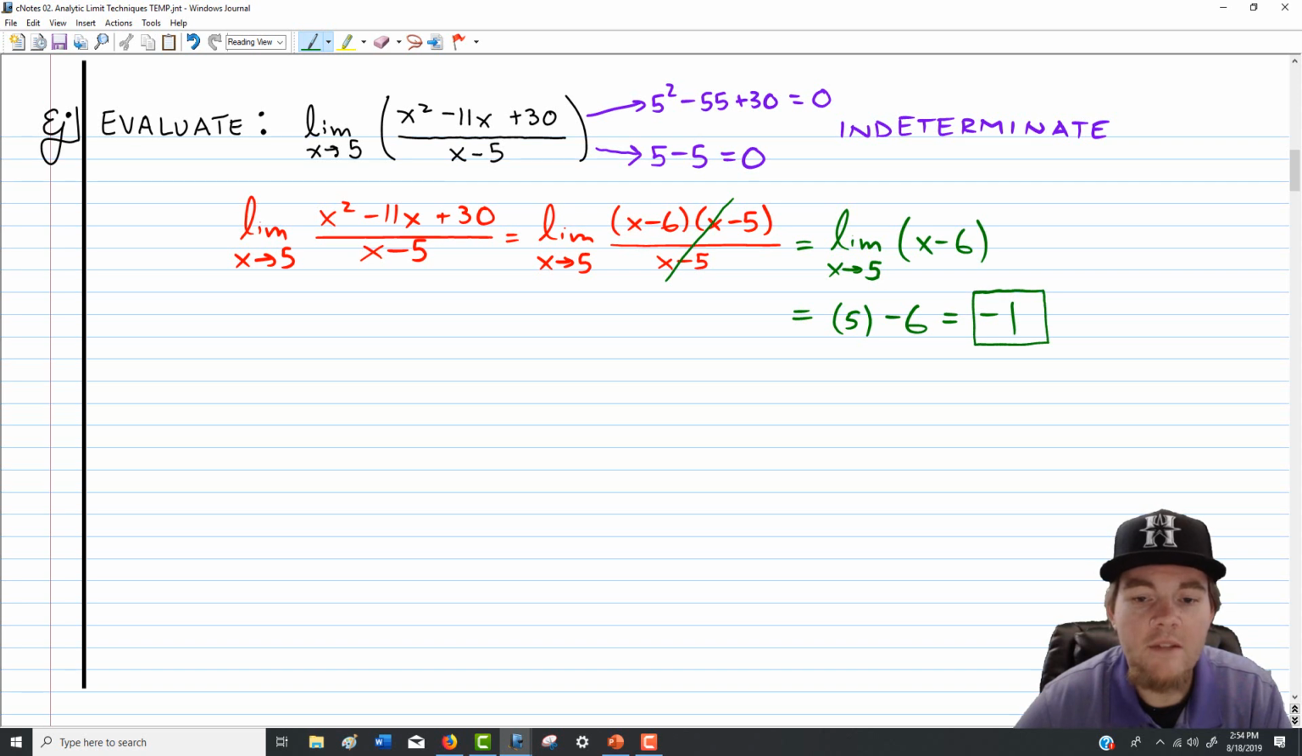And this is, in fact, the y value of the hole, which we'll talk about later on in the course, or in this unit. But specifically, that's our limit value. We're saying that the y values are getting closer and closer to negative 1 as the x values of this function get closer and closer to 5.